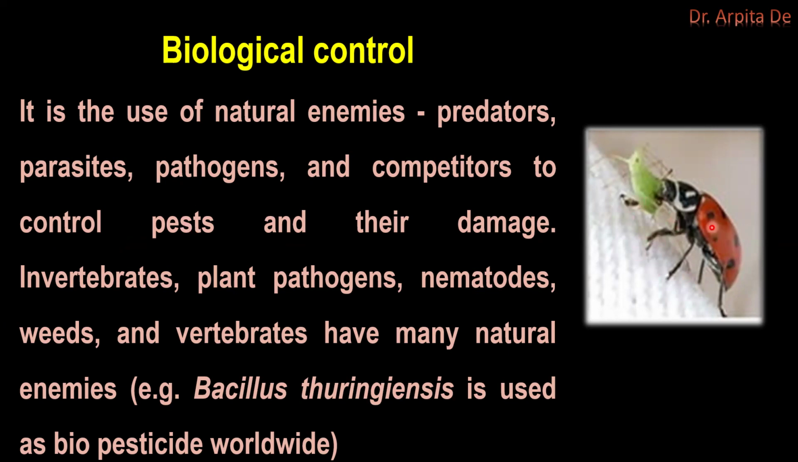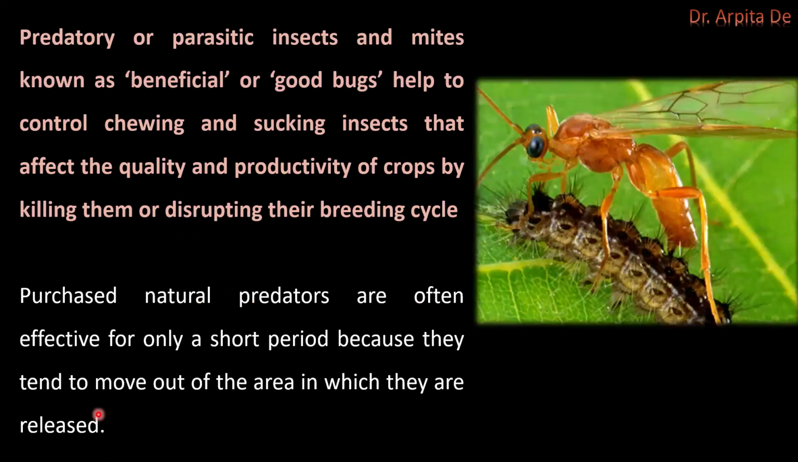You can see in this picture, one insect is consuming the other insect. So if this green insect is the harmful one, and this beetle is not harmful, we can employ this beetle to devour this prey. Invertebrates, plant pathogens, nematodes, weeds, and vertebrates have many natural enemies. One example is Bacillus thuringiensis, which is used as a biopesticide worldwide.